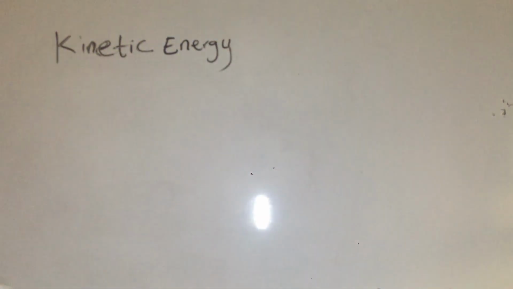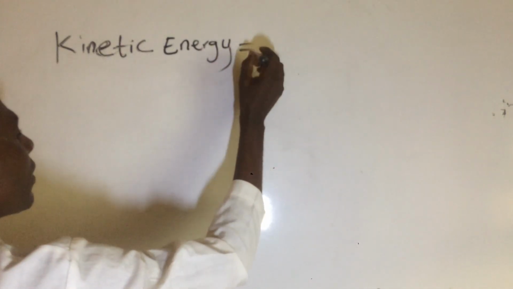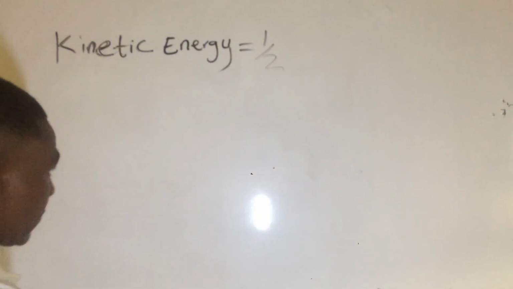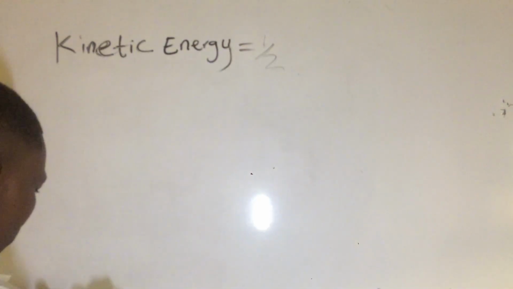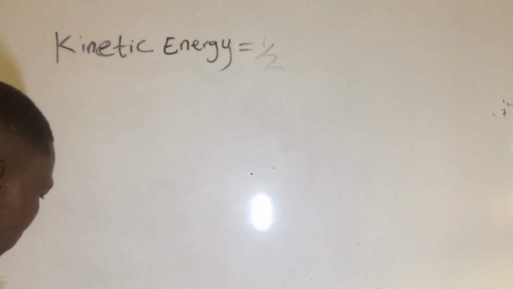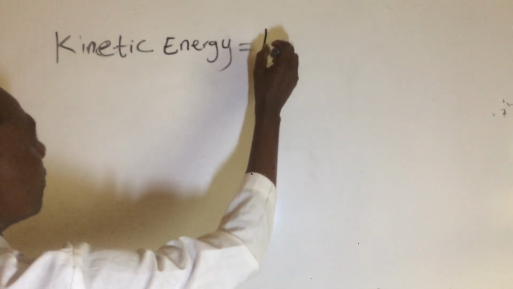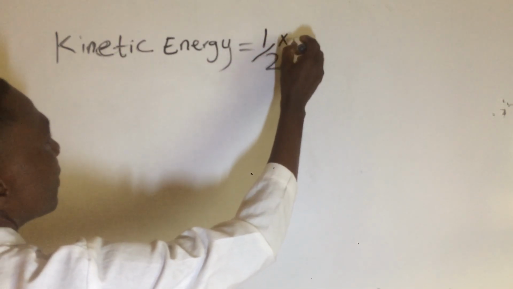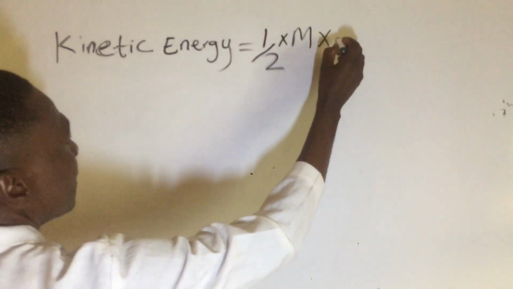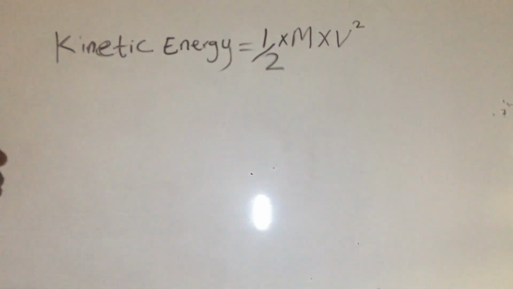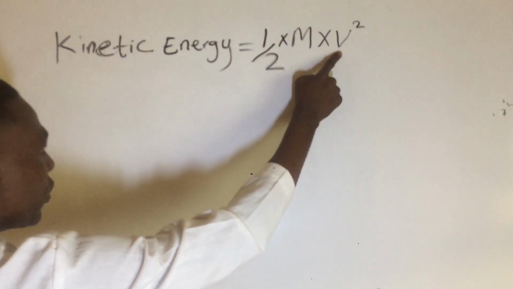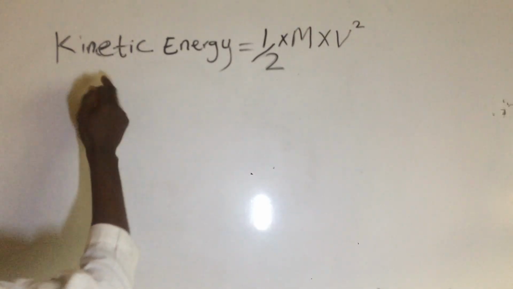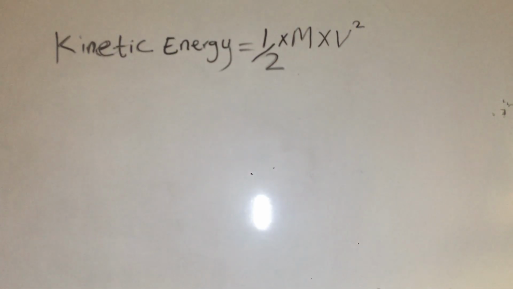Okay, it is half times mass times velocity squared. I use m to represent mass, v to represent velocity, then square. Let's continue for the dimension of kinetic energy, okay?